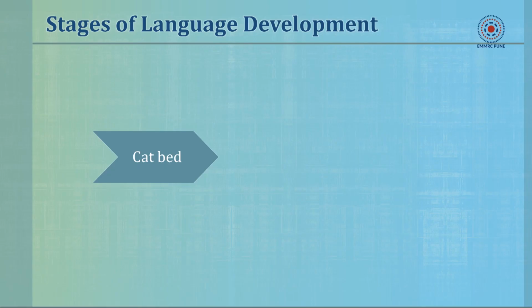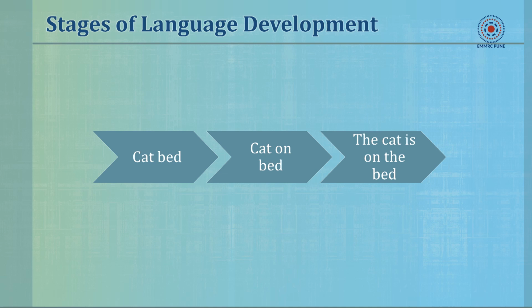Thus, children use words that express the most important content. It is easy to make out that the child wants to say the cat is on the bed, or papa went to his office, or the doll is sleeping. In the next few months, children rapidly progress to form complex sentences which have verbs and verb phrases. They then start making use of conjunctions and prepositions, and soon they also begin to conjugate the verbs so that their sentences express the tense of the verbs too. Thus, cat bed becomes cat on bed, and then the cat is on the bed.